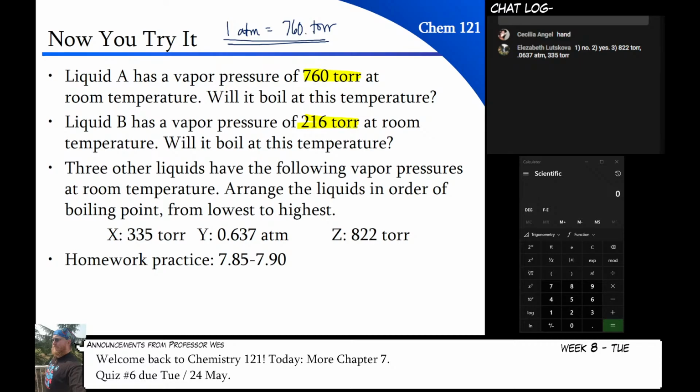All right, so let's go over the answers here. Remember that if atmospheric pressure equals vapor pressure, boiling occurs. So if I have a liquid with a vapor pressure of 760 torr at room temperature, then yes, it will boil because the vapor pressure equals atmospheric pressure. Liquid B, on the other hand, does not have enough. I have 216, but I need 760, so this will not boil.